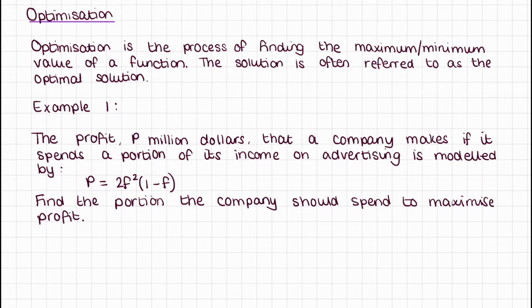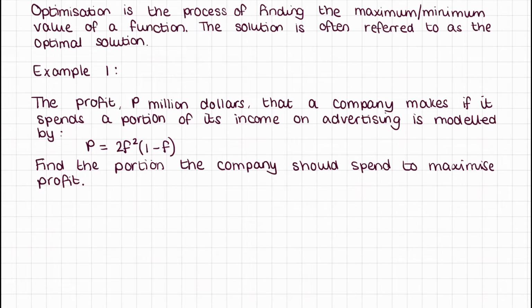The first one: the profit, P million dollars, that a company makes if it spends a portion of its income on advertising is modeled by P equals 2 multiplied by F squared times 1 minus F. Find the portion the company should spend to maximize profit. With a question like this, if you are just given a function and asked to maximize the profit, all you need to do is find the maximum of the function. So you just graph the function, find the maximum, and there's your solution.